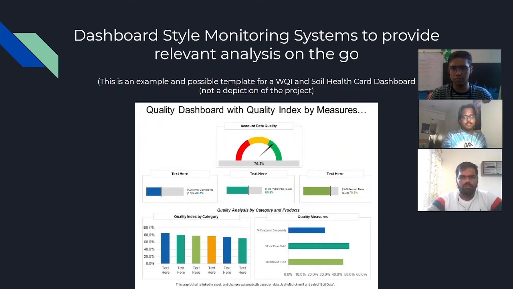And this is a dashboard style monitoring system. So this is just an example image of the information that we're trying to provide to the customer or our client, that is the government or the farmer. So our client being the government and our customer being the farmer.